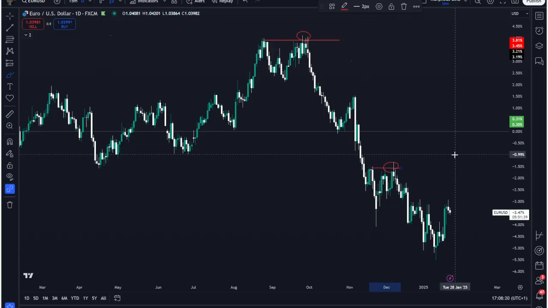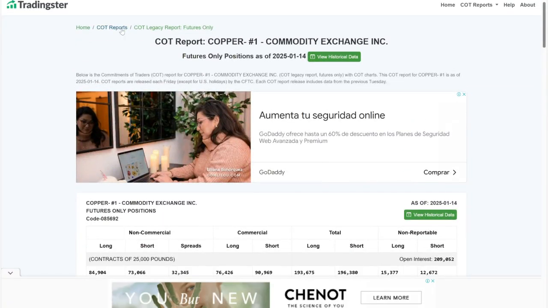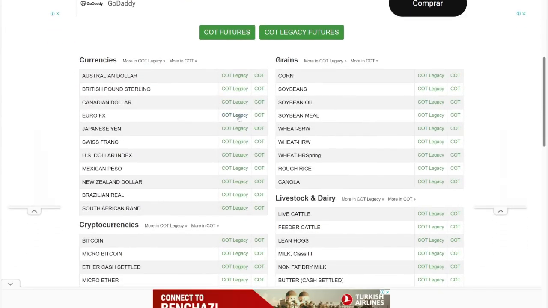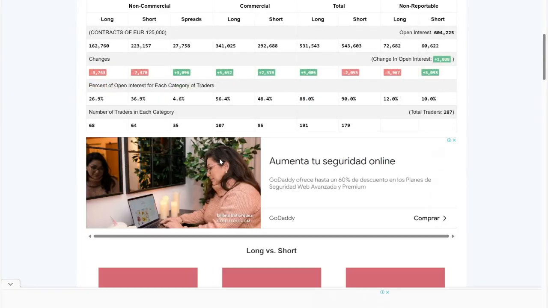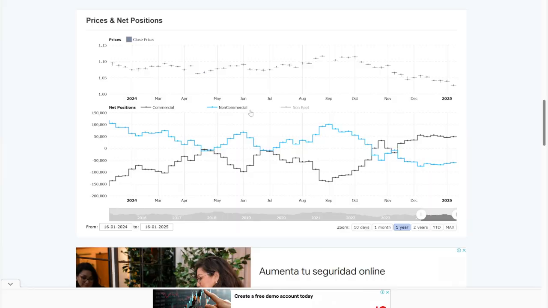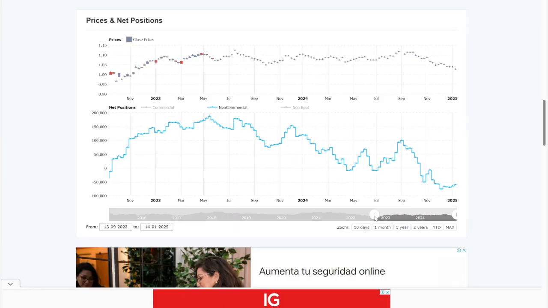How is it possible that you can time the market like this using institutional data? This is possible because when you understand how the market is moving, the markets are moving. Let me go on Euro, COT legacy. Let me go directly on chart. And I want to let you understand something. Let's remove non-reportable and let's remove commercials. Okay? Let's go higher on this. So this was my short.